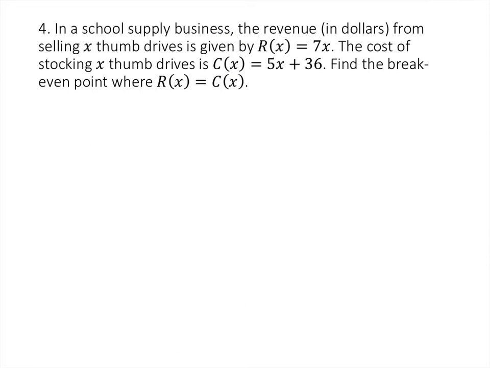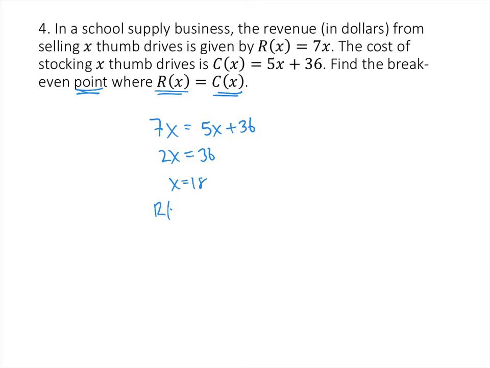Next up we have a problem involving revenue and cost, and we're asked to find the break-even point where revenue equals cost. We're told that revenue is 7x, and cost is 5x plus 36. So solving for x, we get 2x equals 36, or x equals 18. The break-even point is a point, which means that we need to take this x and plug it back into either one of these functions.